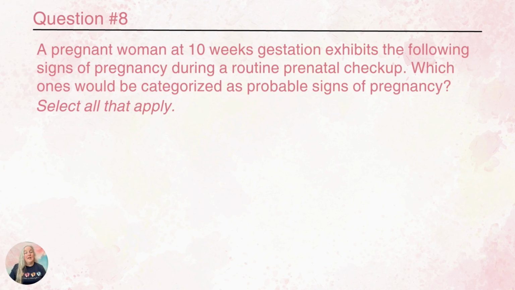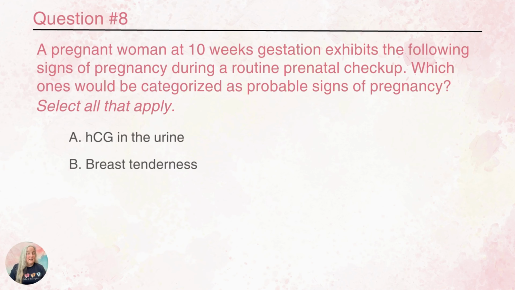Question number 8. The pregnant client at 10 weeks gestation exhibits the following signs of pregnancy during a routine prenatal checkup. Which ones would be categorized as probable signs of pregnancy? This is a select all that apply question. So A, HCG in the urine, is that objective or subjective? That's objective, so it's a probable sign. B, breast tenderness. Is that objective or subjective? That is subjective, so it's a presumptive sign. C, fetal heart sounds. That's coming from the baby, so that's a positive sign.